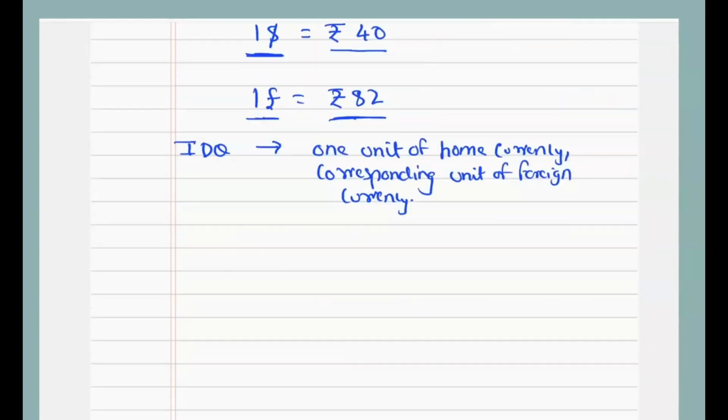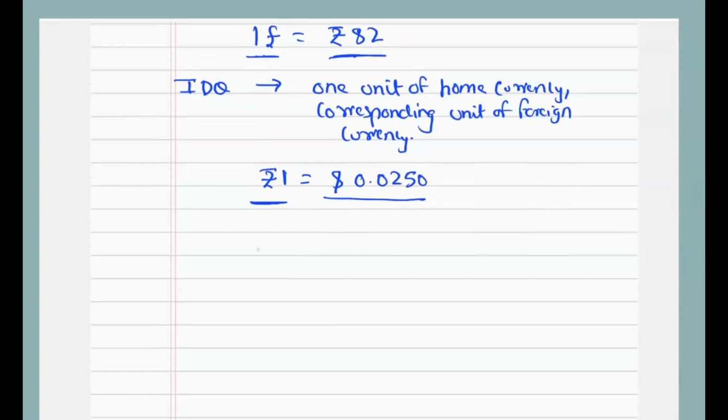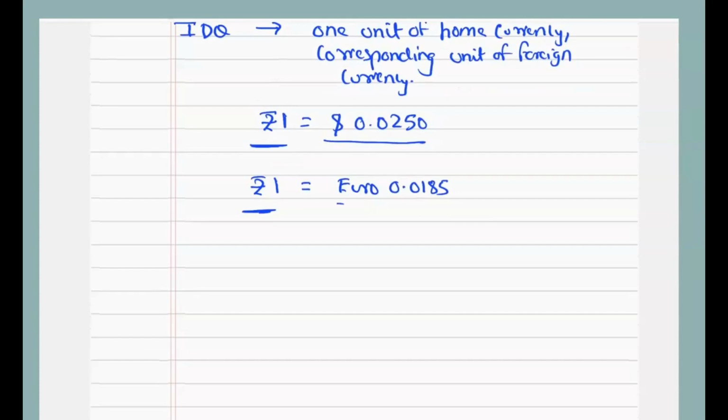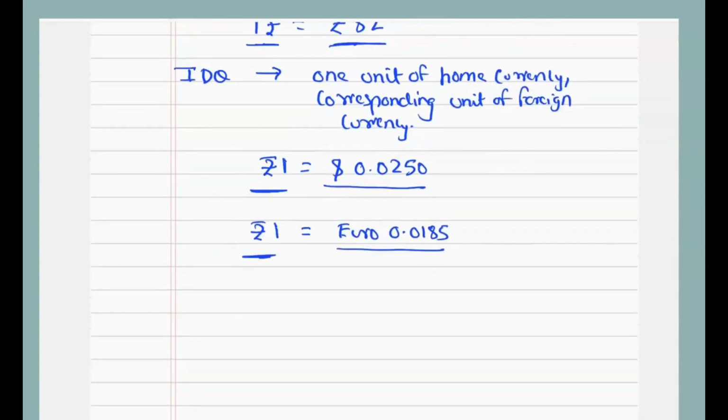In this case, suppose I say rupee 1 is equal to dollar 0.0250. How will you identify the indirect quote with respect to India? It is one unit of home currency, corresponding unit of foreign currency. Another example: suppose I take rupee 1 equal to, say, euro 0.0185. Here you have one unit of home currency, corresponding unit of foreign currency. So this is your indirect quote.